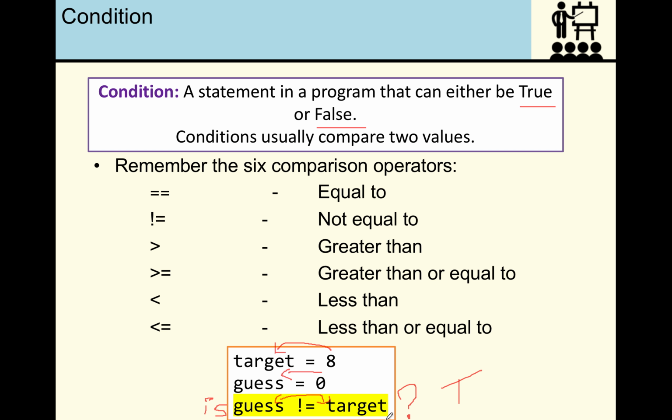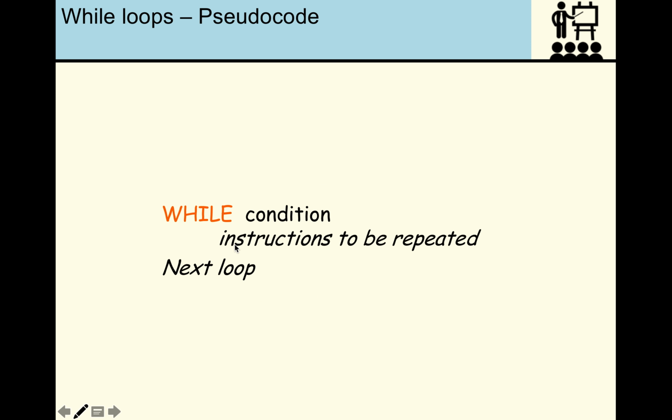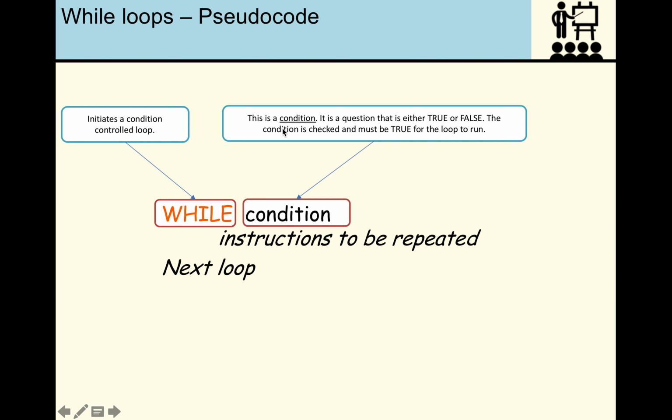Okay? And we're going to be looking at this in a little bit more detail within our while loops. So let's take a look at our while loop. I've just abstracted out all the different instructions and what the conditions could be so we can just focus on what is important. So the while initiates a condition controlled loop. Our condition is a question that is either true or false. The condition is checked and must be true for the loop to run. So while this condition is true, we're going to repeat our instructions.